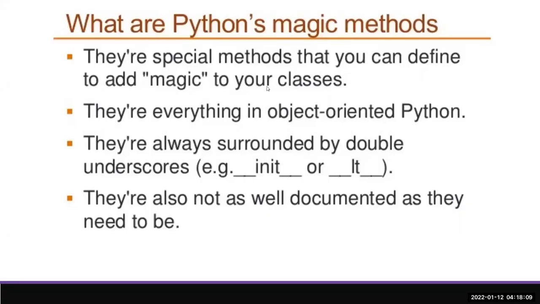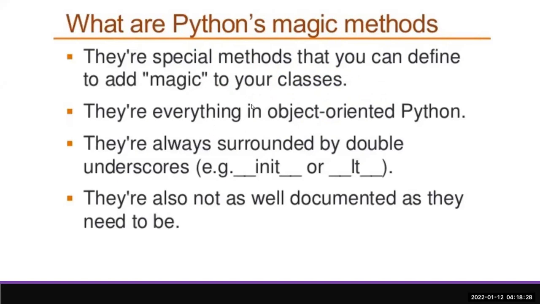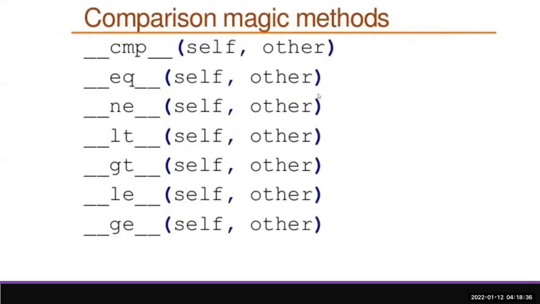These are called magic functions. Magic functions are default functions given by the object class. So when you inherit the object class, you do have them, and you can override them. And we have new for construction, the init function, and delete. So you can customize initialization and deletion. We don't go into the detail.